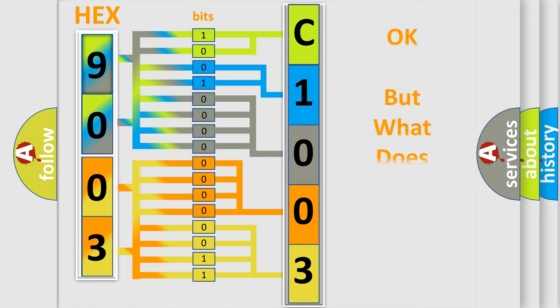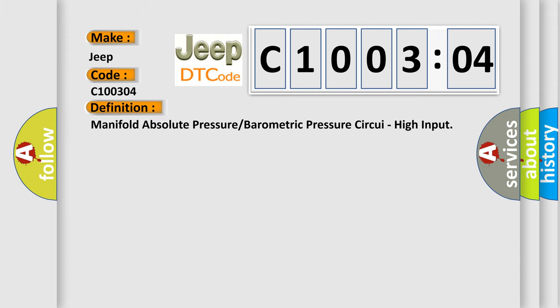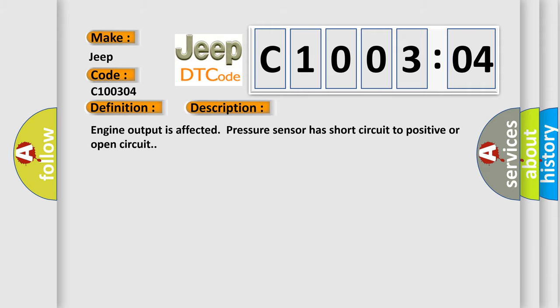The number itself does not make sense to us if we cannot assign information to what it actually expresses. So, what does the Diagnostic Trouble Code C1003-04 interpret specifically for Jeep car manufacturers? The basic definition is manifold absolute pressure or barometric pressure circuit, high input. And now this is a short description of this DTC code. Engine output is affected, pressure sensor has short circuit to positive or open circuit.